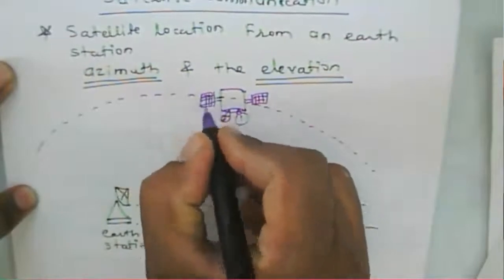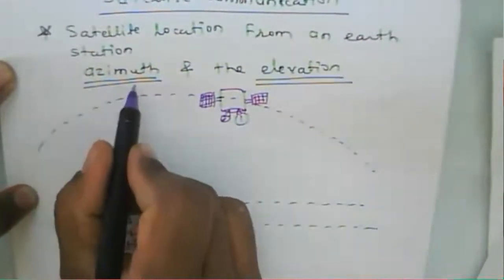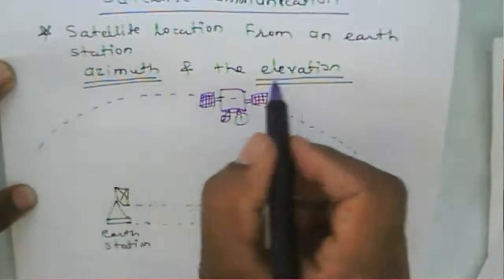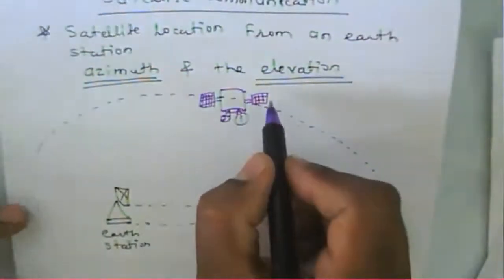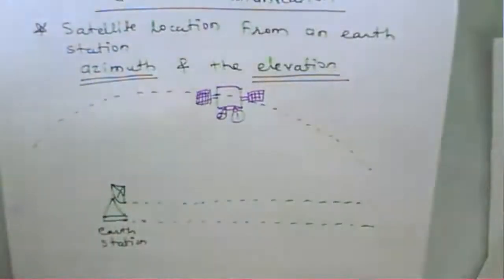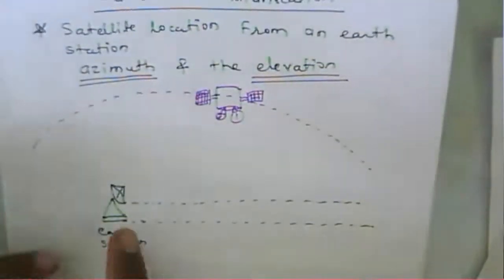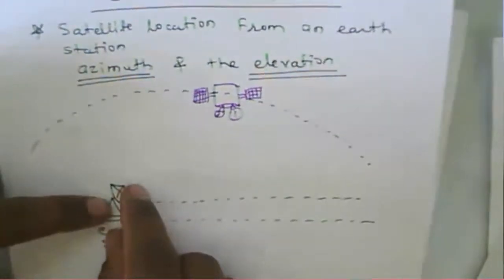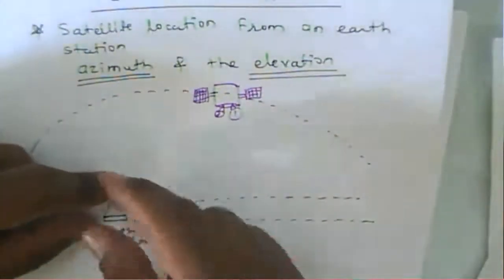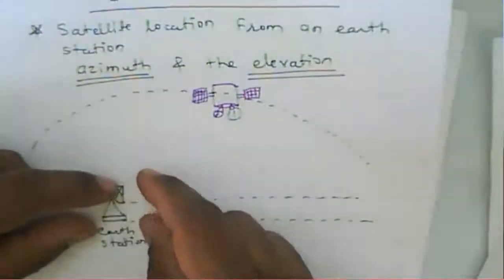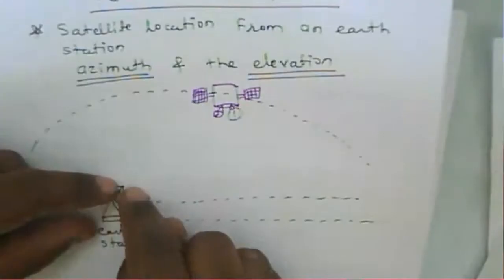So to obtain the position of a satellite, we need to consider these two terms, that is azimuth and elevation. These are the two angles that are to be obtained, or you can say the look angles of a satellite from an earth station. This is about an earth station, and these two angles are nothing but the look angles of a satellite from an earth station.